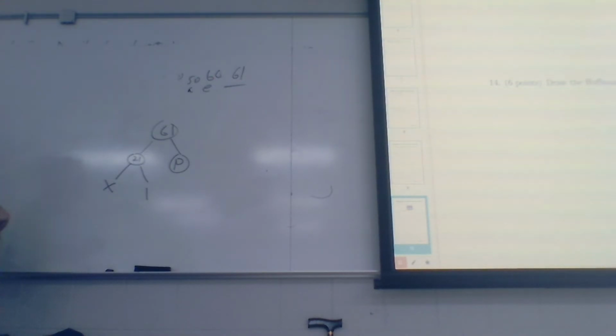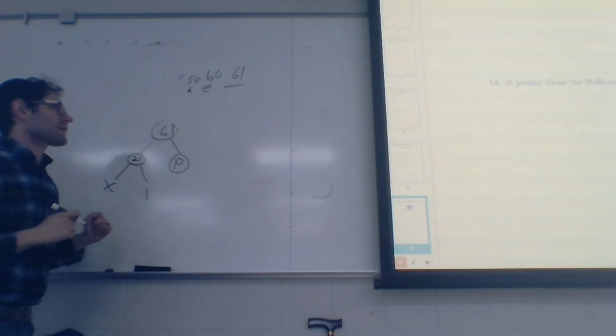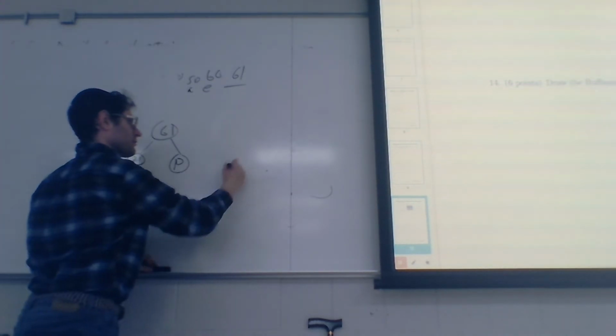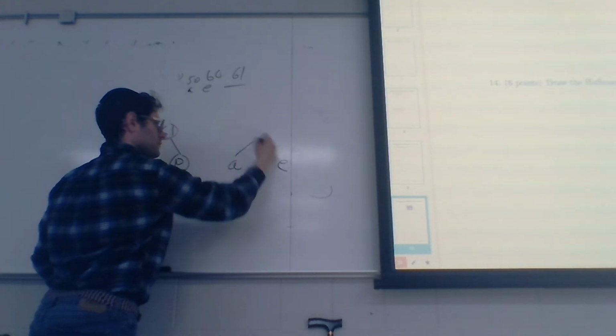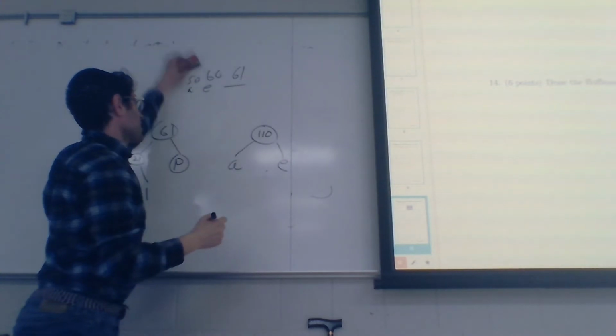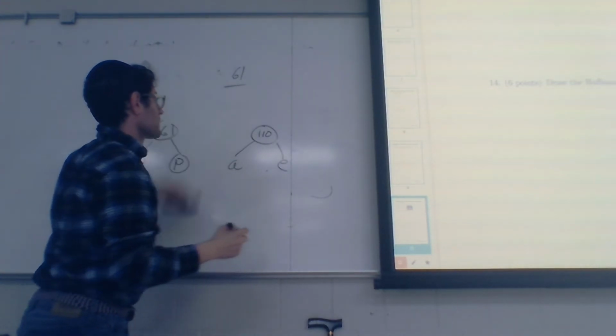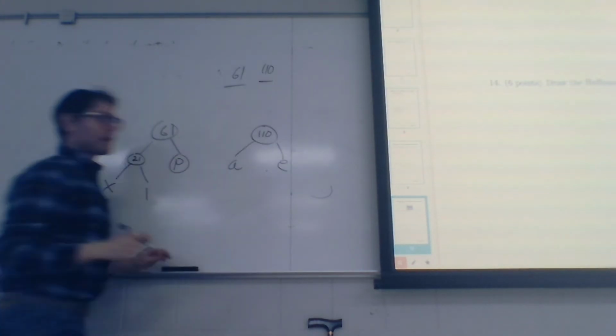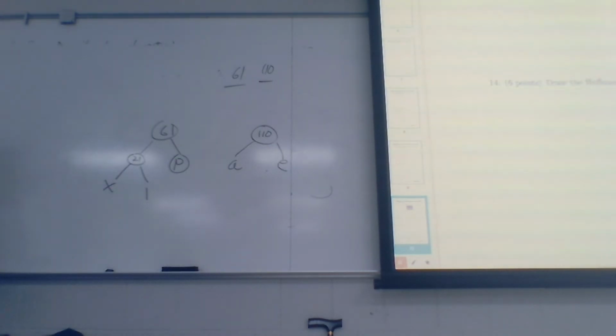Right? So now we have A and E together. They're going to add together, and that's going to be 50 plus 60. So A, E, that's going to add together as 110. We reinsert 110, right, into our priority queue.